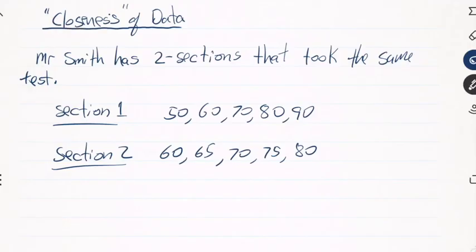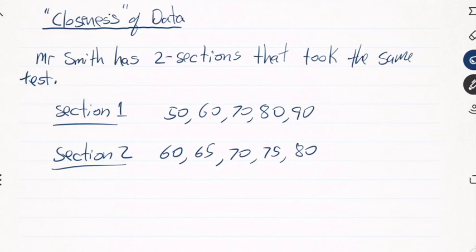All right, so kind of like the previous example, I was showing you how data can be distributed differently, being skewed one way or the other, or normal. Another type of measurement which gets used much more often is this idea of closeness of data. Is it data that is packed really tight together, or is it spread out all over the place? So I have this simple example that I've used for years to describe why we need this other measurement. So Mr. Smith has 2 sections that took the exact same test.